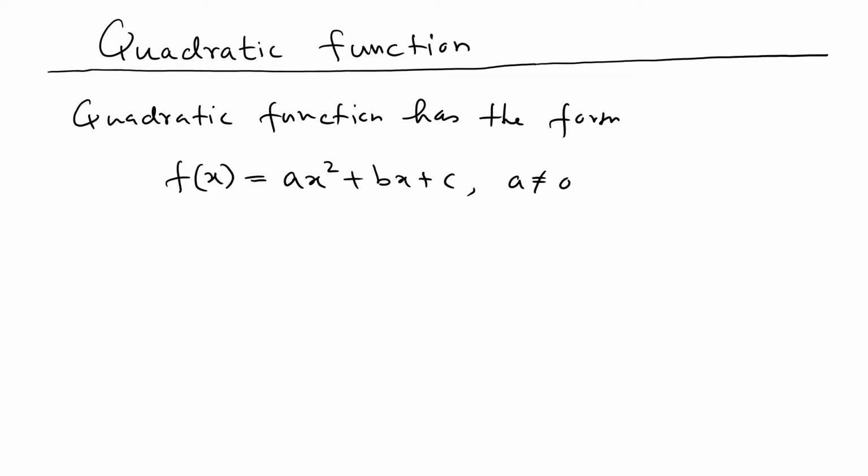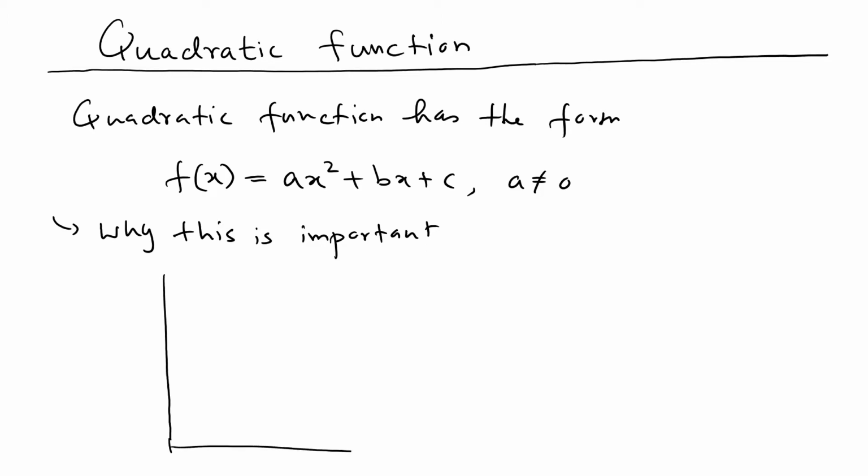Now the question is, why is this important? You may have seen a situation where a diver jumps from a platform. If the diver jumps from a platform and you plot the height versus the time, that means you put the time on this axis and the height on that axis.